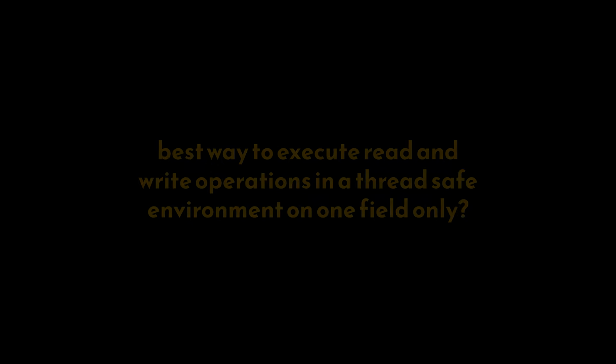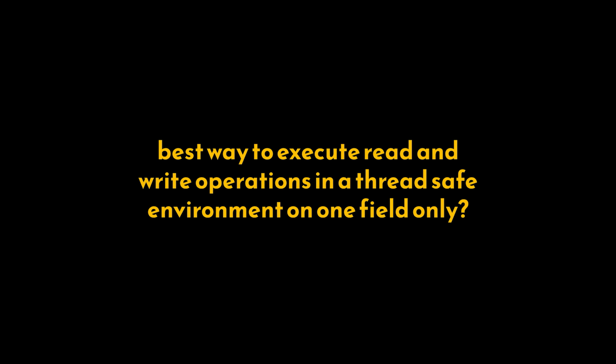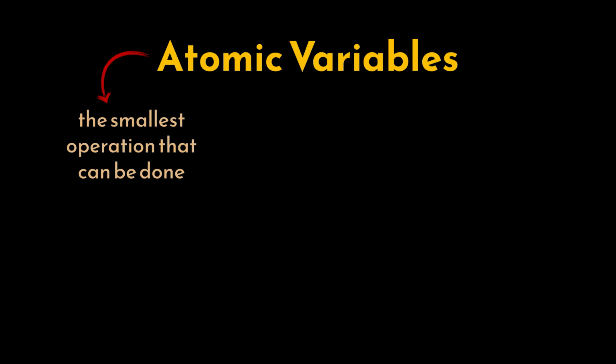Now, what if we want to execute read and write operations in a thread-safe environment on one field only without having to deal with the synchronized keyword? Don't worry. Java has provided us with atomic variables, and that is exactly what they allow us to do. Let's first break down this notion by explaining what an atomic operation is. It is derived from the word atom and represents the smallest operation we can do. So, for example, i = 1 is an atomic operation as it consists of one and only one operation, which is setting the value of i to 1. Let's consider now i = i + 1. Is this an atomic operation?